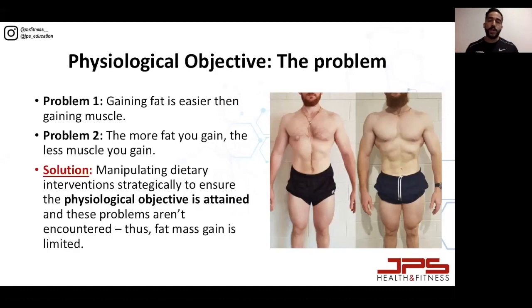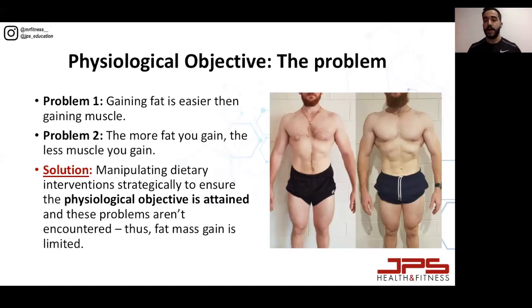What we need to do is manipulate dietary intervention strategically. So it's not all about eating as much food as you can to ensure that the physiological objective is attained and these problems aren't encountered. What we're trying to do when we are building muscle in a long-term gaining phase is minimize the amount of fat mass gain, because that will ensure that our P ratio is upheld and maximized throughout the length of the gaining phase.